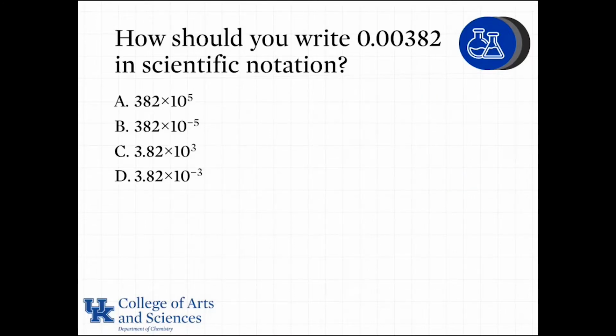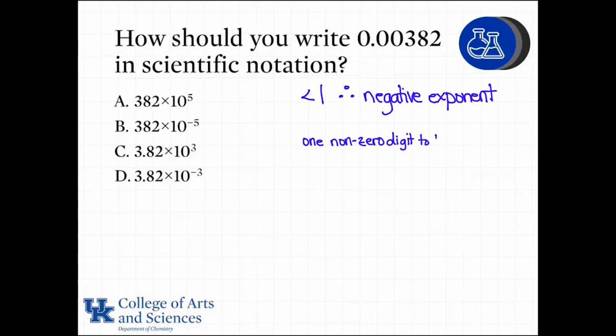Now let's let you try one. How should you write 0.00382 in scientific notation? The first thing we notice is that the number is less than 1. Therefore, we will have a negative exponent in our answer. We also want to have one non-zero digit to the left of the decimal place.